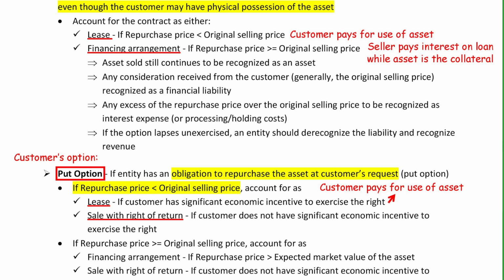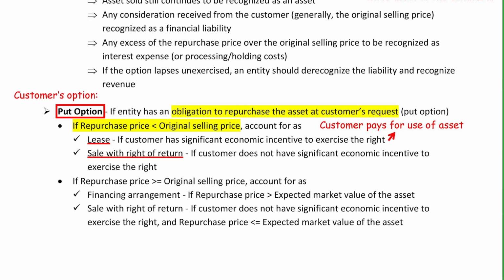And that is exactly what we saw in case of Regain selling the asset to Pamela, where Pamela had purchased for $600,000 the original selling price and had an option of giving it back to Regain for 580, such that the repurchase price of 580 was less than the original selling price of 600. And it appeared as if Pamela, the customer, was paying $20,000 for using the asset for the year, like a lease arrangement.